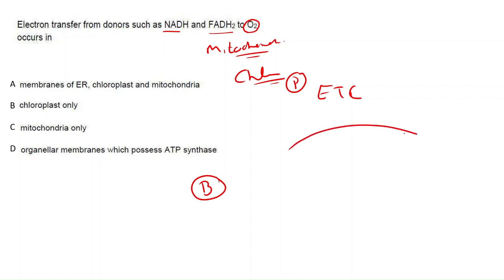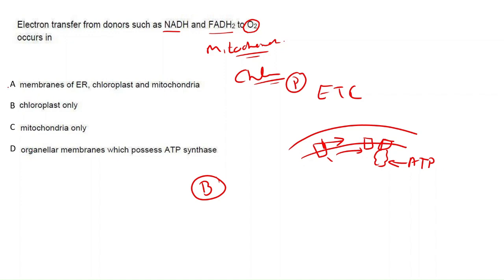So where does it occur? In the membrane of mitochondria and chloroplast, where you have different complexes, complex 1 till complex 4, and complex 5 is your ATP synthase. This is a very simple question, but you have to use your mind very carefully. Don't be in a hurry. Here they ask where the electron transfer occurs. The electron transfer occurs in the membrane of mitochondria and chloroplast.